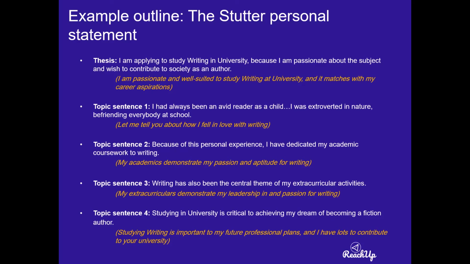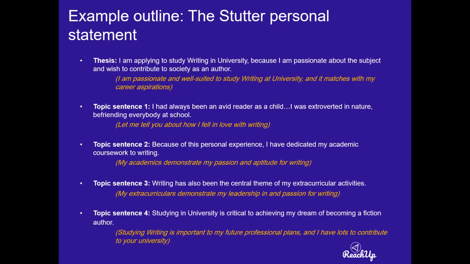The third topic sentence is, writing has also been the central theme of my extracurricular activities. And here the applicant is saying that my extracurricular activities demonstrate my leadership and passion for writing. And finally, the last topic sentence says, studying in university is critical to achieving my dream of becoming a fiction author. And what he's saying here is that studying writing is important to my future professional plans, and I have lots to contribute to your university.